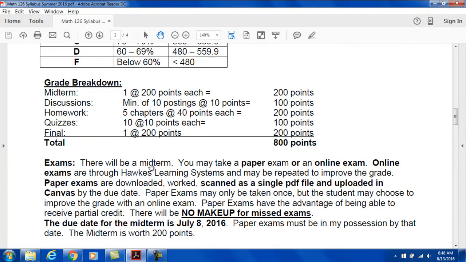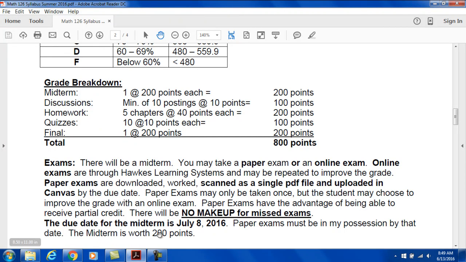So exams will be a midterm. You may take a paper exam or an online exam. Online exams are through the Hawkes Learning System and may be repeated to improve the grade. Paper exams are downloaded, worked, scanned as a single PDF file, and uploaded in Canvas by the due date. Paper exams may only be taken once, but the student may choose to improve the grade with an online exam. Paper exams have the advantage of being able to receive partial credit, but there will be no makeup for missed exams.